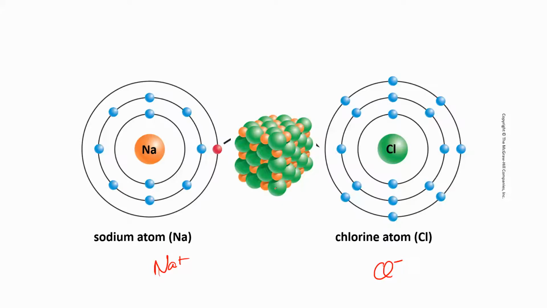So here you have negative chlorines, positive sodiums, negative chlorines, positive sodiums, and they arrange themselves when they're in a solid form in a structure where every positive is next to a negative.